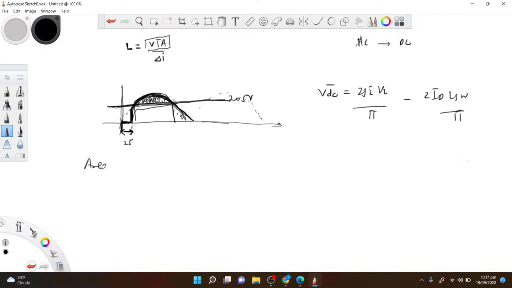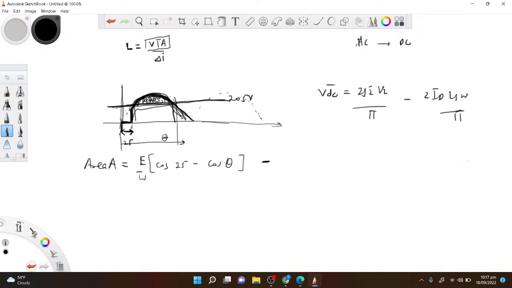Let me call that area A. It's given by the area of the sine, which is E over omega times cos of the small angle, 25, minus cos of some big angle. Let's say that big angle is from here to here. That's theta.